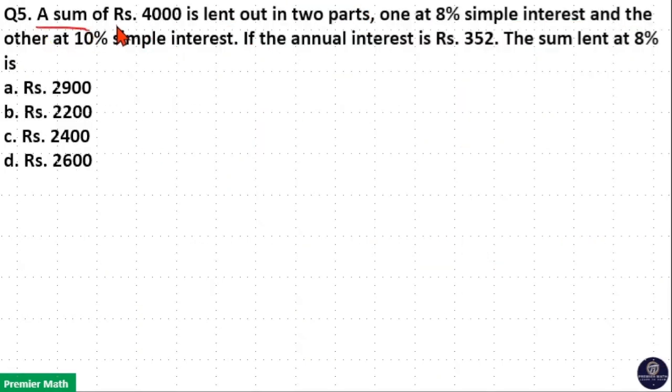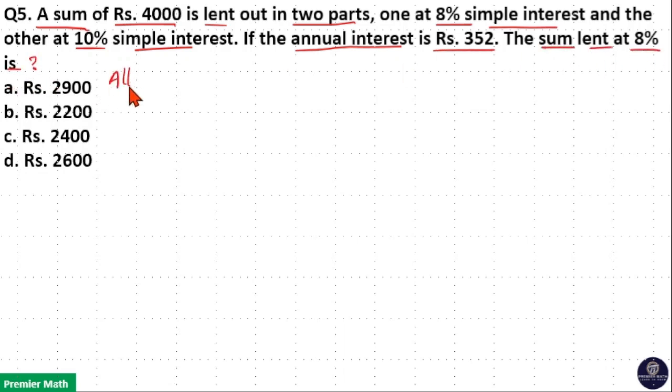A sum of rupees 4,000 is lent out in 2 parts. One at 8% simple interest and the other at 10% simple interest. If the annual interest is rupees 352, the sum lent at 8% is.